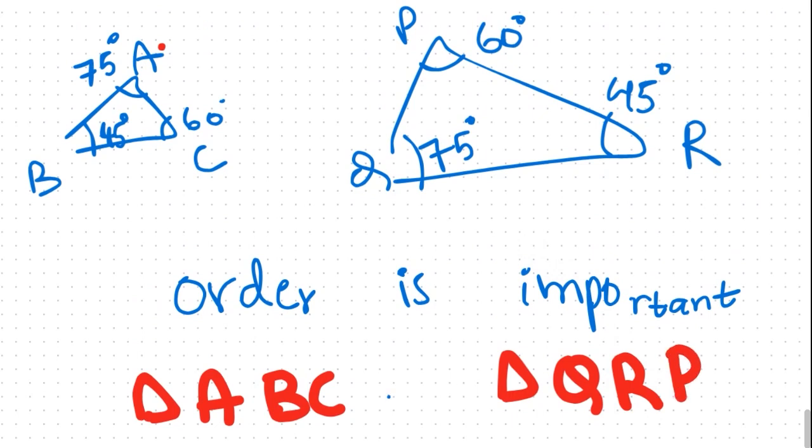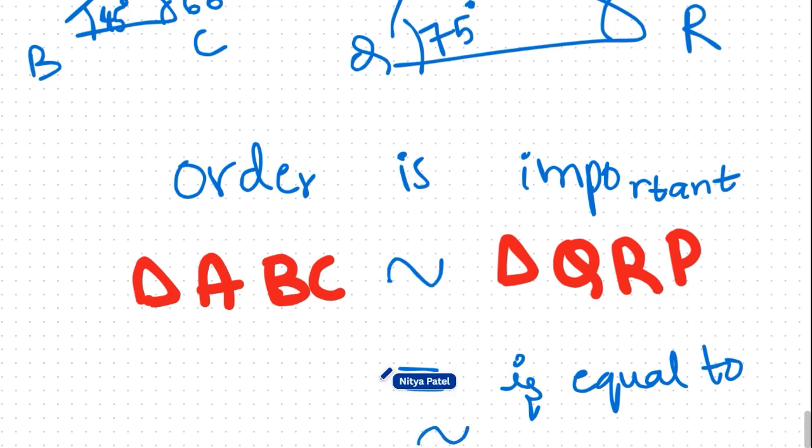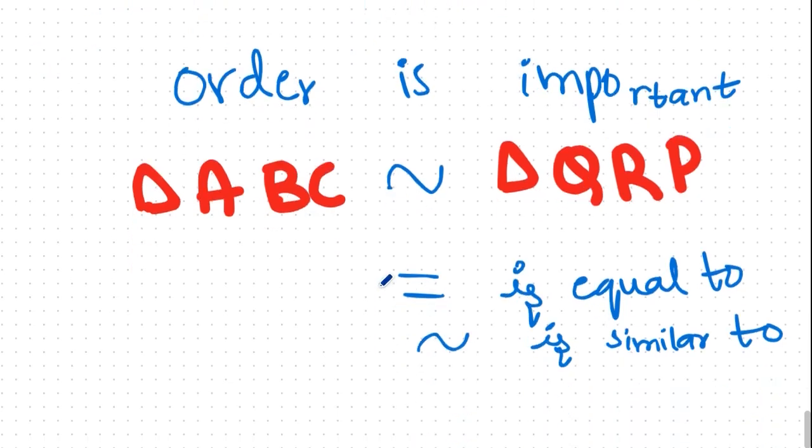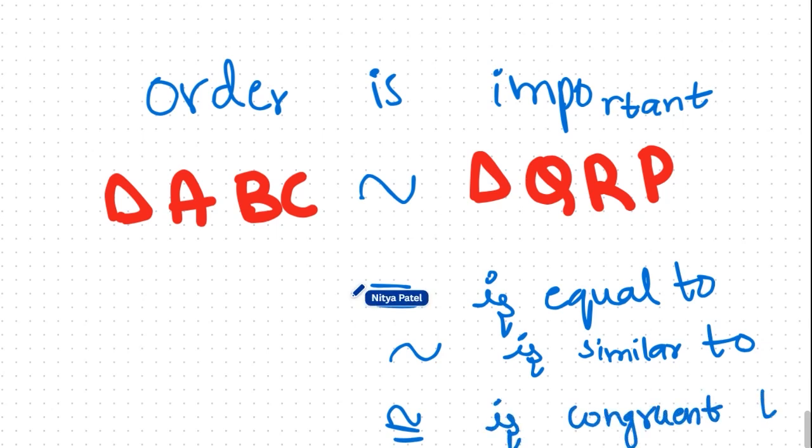So triangle ABC is similar to triangle QRP. This is the symbol. And if it's not similar, you can write is not similar. If you write it like this, it is equal to. If you write it like this, it is similar to. And if you write it like this, it is called is congruent to. Congruent means same objects.